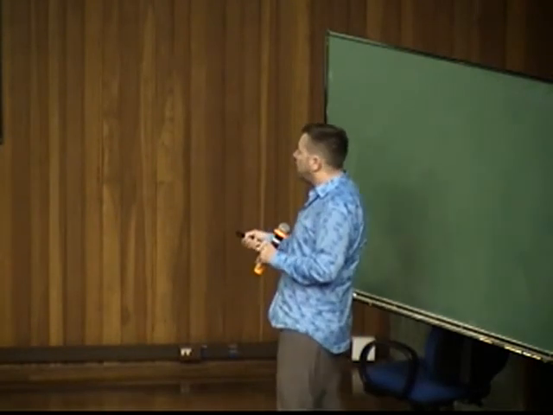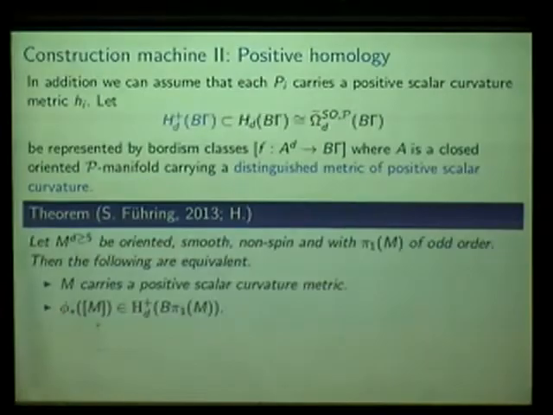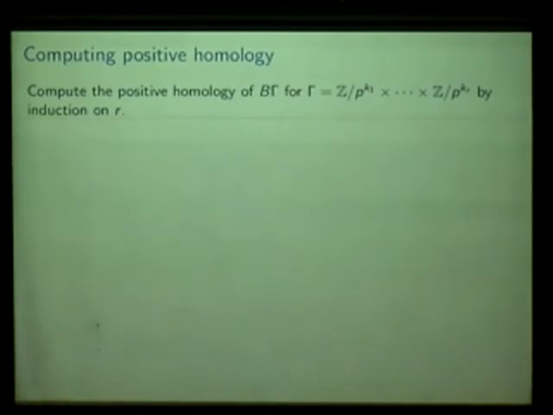So we can now see that when such a smooth manifold admits a positive scalar curvature metric, the classifying map must map the fundamental class to the positive part. So this means we have to compute the positive homology.